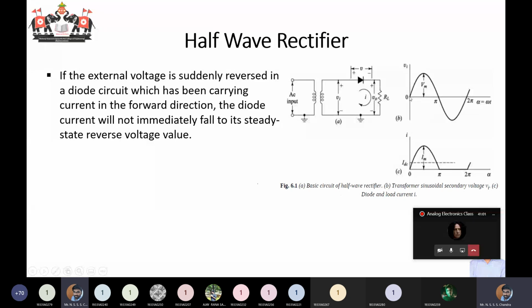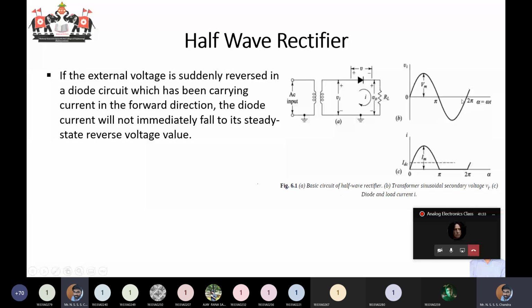Let us say that we are applying a sinusoidal input. So we have an AC input in which we have both the positive half cycle and the negative half cycle. When we give the sinusoidal input to the circuit, the output is obtained across your load resistor, called the load resistor RL. In the output, we will observe that we have only the positive half cycle. We will not be able to see the negative half cycle across the load resistor.